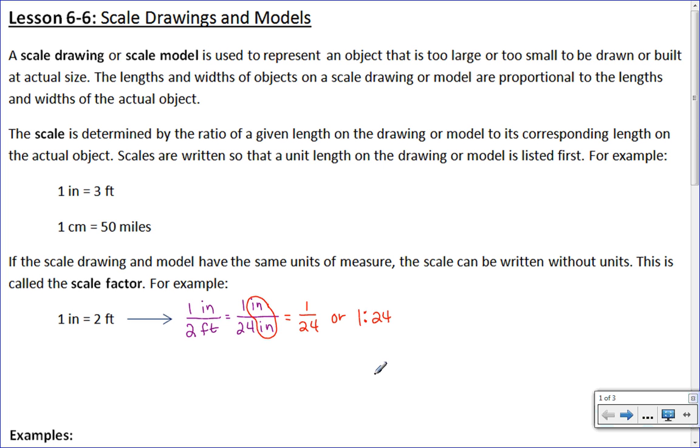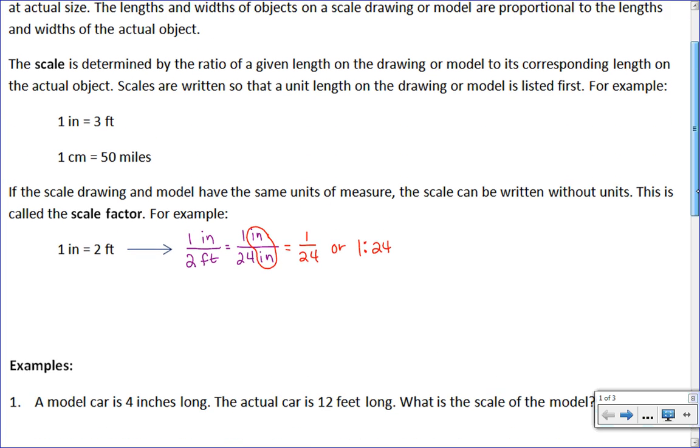Now what does this mean? Well, because these units are in the same measure, we can say that 1 unit on the model represents an actual distance of 24 units, no matter what those units are. Inches, feet, miles, whatever. We could also say that the model is 1/24th the size of the actual object. So that's where that fraction comes in, that 1/24th.